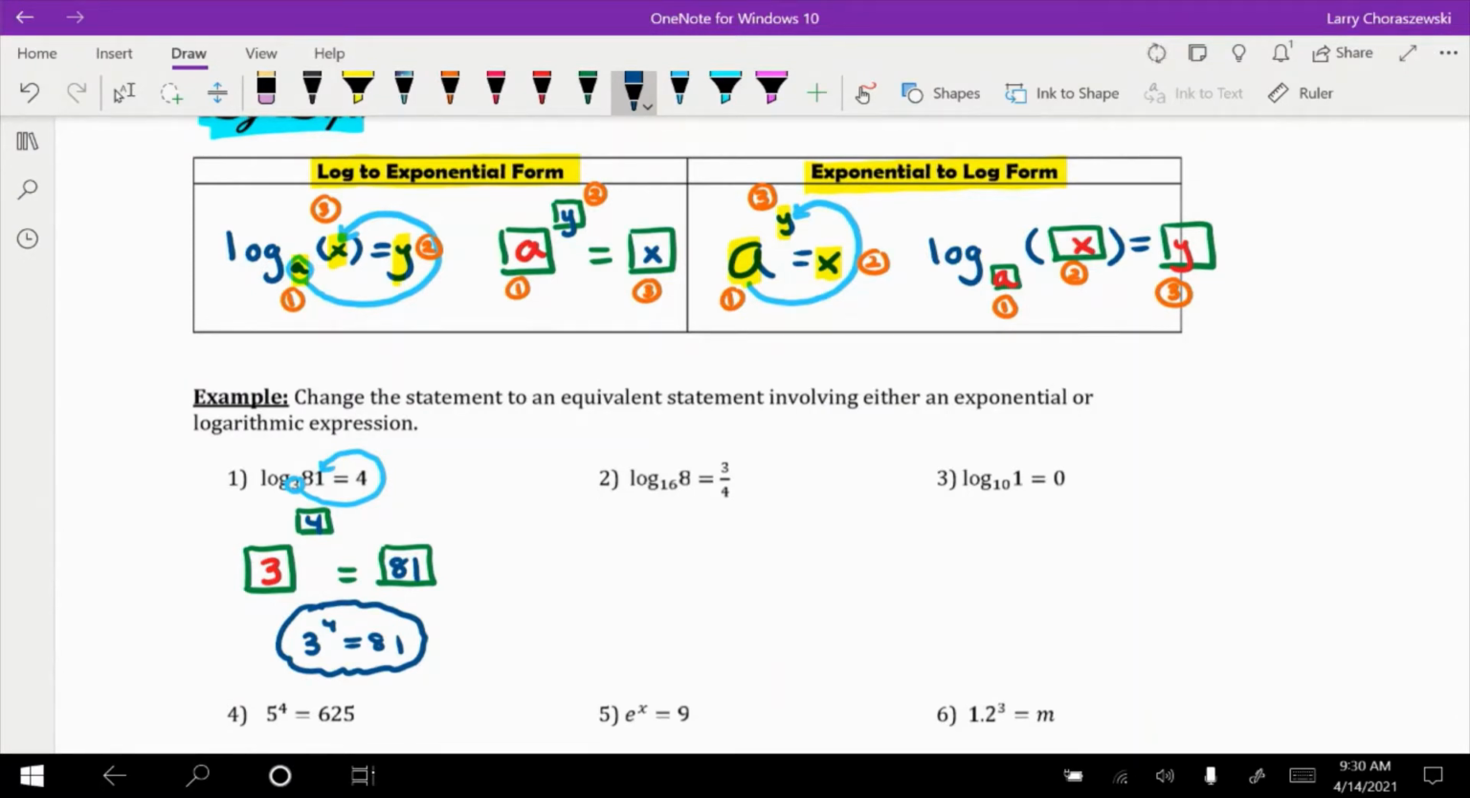All right, everything making sense so far? All right, can I have you guys try problems 2 and 3?